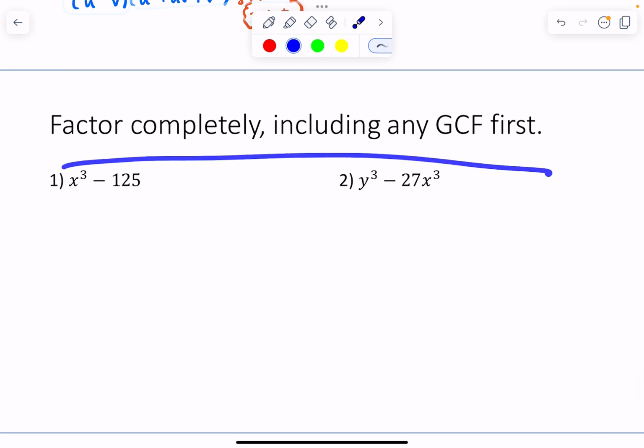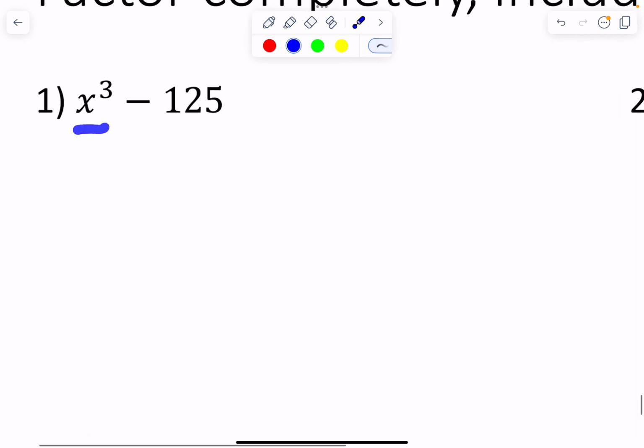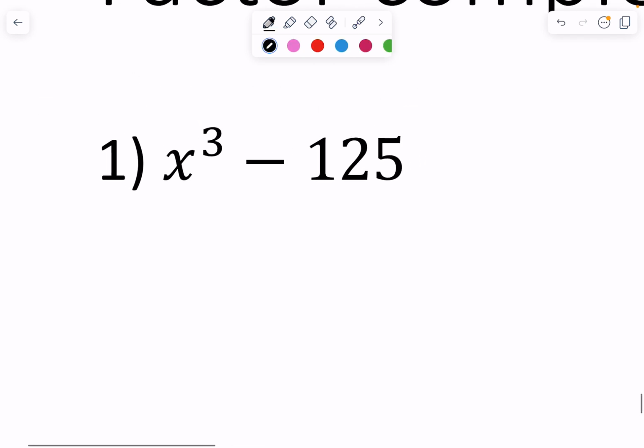So it says factor completely, including any GCF first. So first I see, do they both have x's? No. This is a coefficient of 1. Can I divide 1 and negative 125 by anything? No. So here's how I know that this is a difference of cubes. I asked myself, can I take the cube root of x cubed? Yeah. And so that is x.